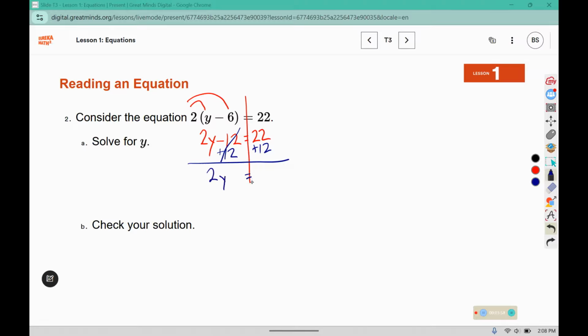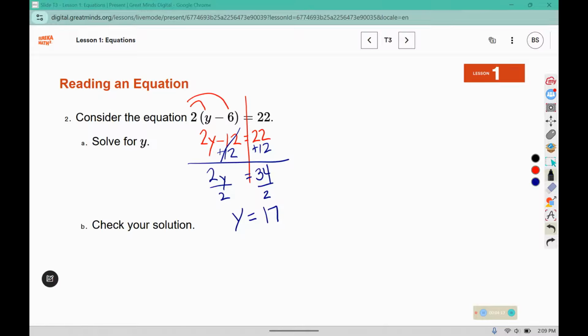The 2y is still on the left. 22 and 12 make 34. And we divide both sides by 2. And that gives us y equals, well, 30 split into 2 would be 15. And 4 split into 2 would be 2. So that's going to give us 17.